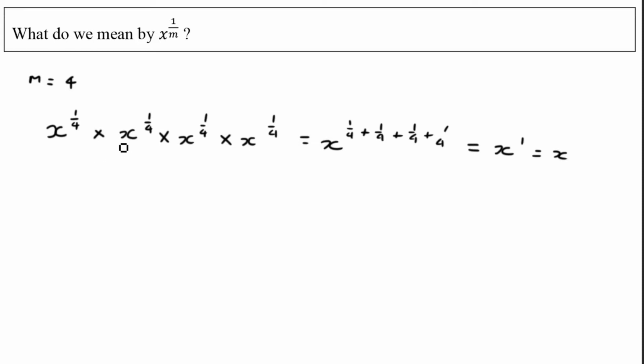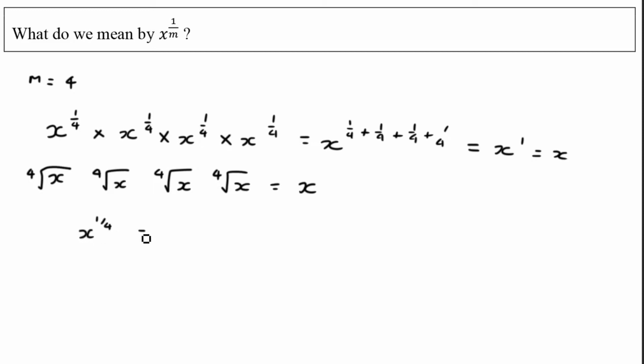In other words, this thing x to the quarter is the quantity which, if we multiply it by itself 4 times, gives us x. Well, that's what we mean by the 4th root of x. So again, it is an inevitable consequence of our definitions that x to the power of 1/4 is the 4th root of x. And therefore you can see that it is also going to inevitably follow that x to the power of 1 over m, where m is a whole number, will mean the mth root of x.